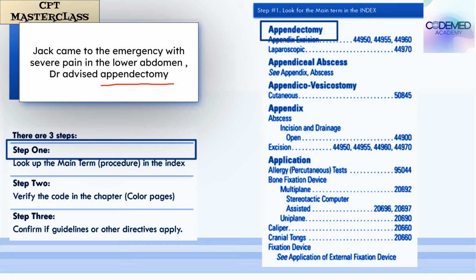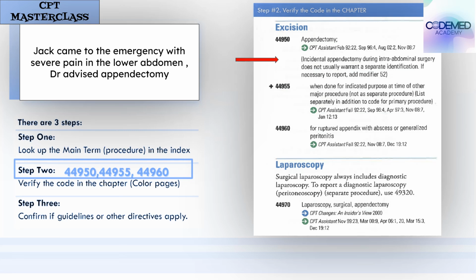Under appendectomy, I have the codes 44950, 44955 and 44960. So we found multiple codes in the index. Pick them up and go to the respective section. After picking up the multiple codes, we'll come to the respective section and then we will zero down our code. So the first is appendectomy, and this code is 44950. The second code is the add-on code and it says when done for indicated purpose at the time of other major procedure. That did not happen. And 44960 talks about a ruptured appendix with abscess or generalized peritonitis.